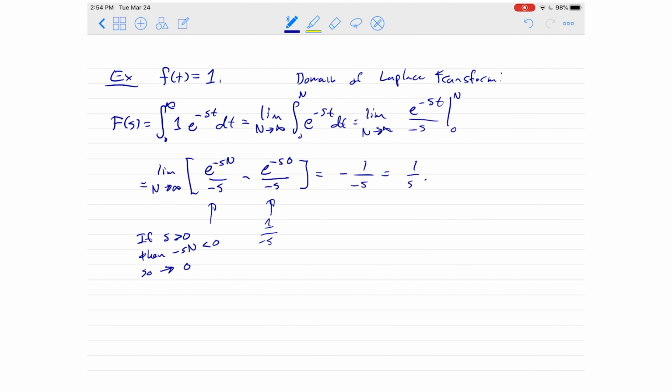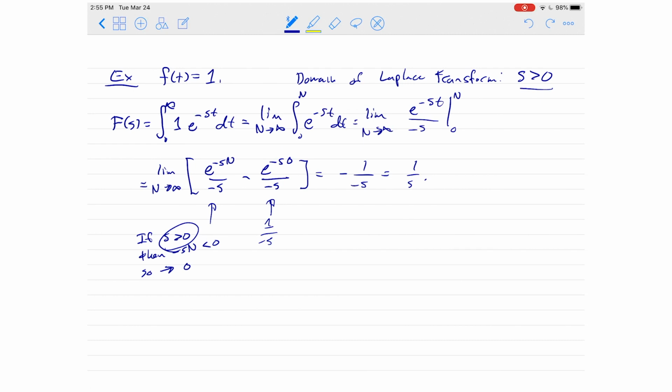Okay, so now we've finished that, and we figured out what our domain has to be. We need s to be bigger than 0, because we want to make sure that the integral itself converges, which means that this limit has to go to 0, or at least converge.